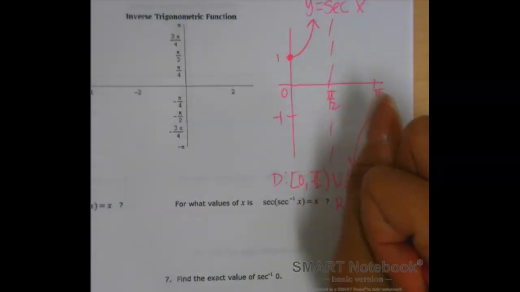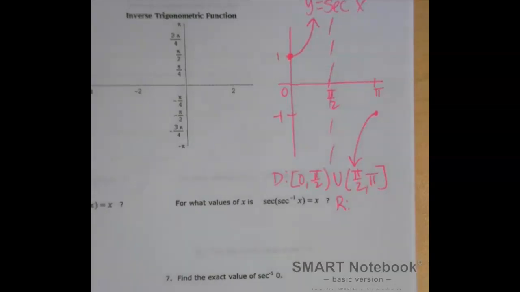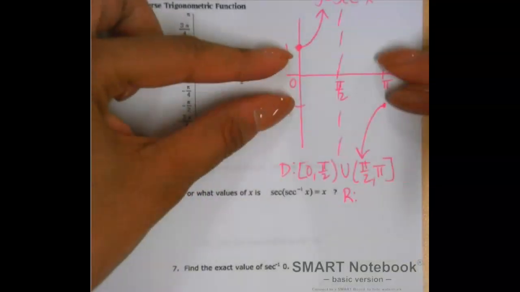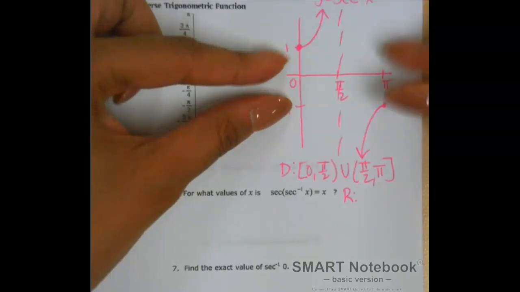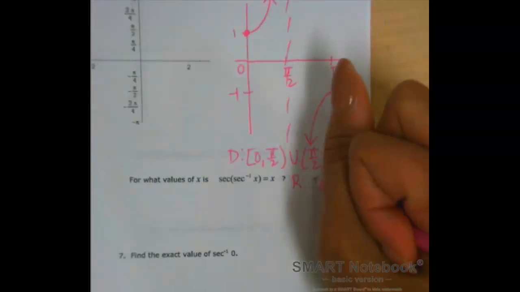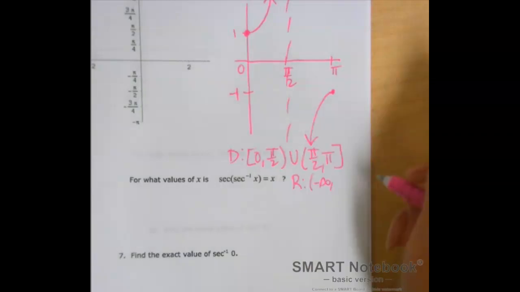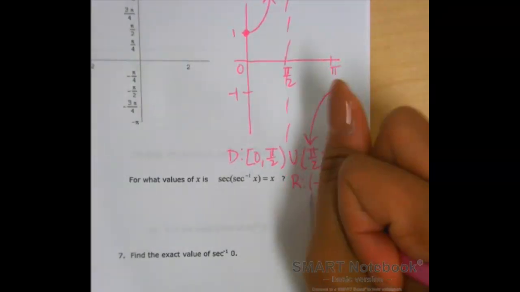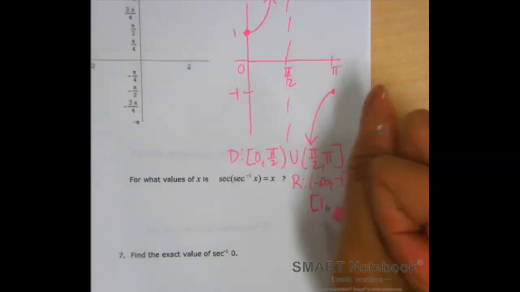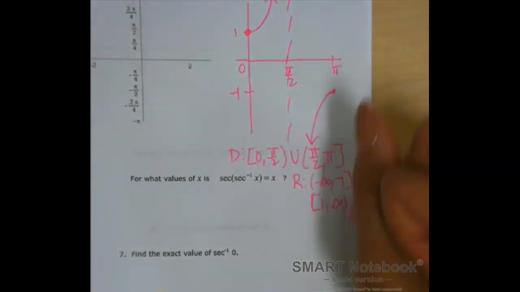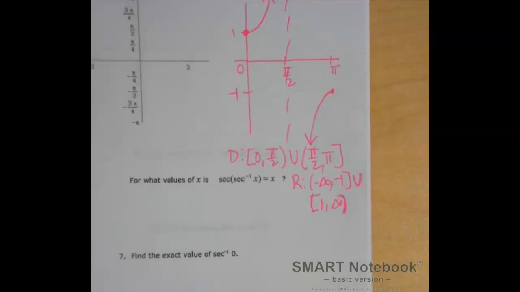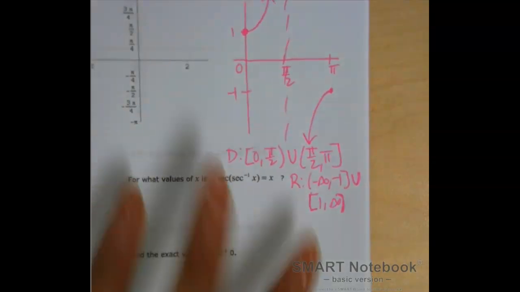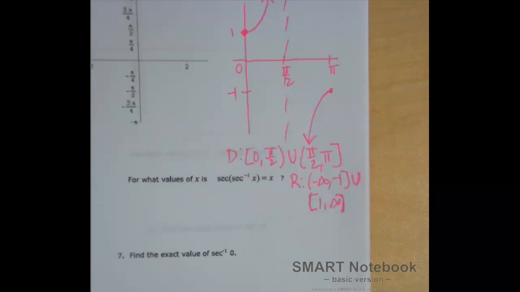I'm going to also label the range for this. Is the range all real numbers? No, it's not. You have a huge open space in between -1 and 1. Guys, labeling domain and range is what you did back in Algebra 1. So this should just be from -infinity to -1, union, at the bottom of this, we're going to go from bracket 1 to infinity. That's your range.